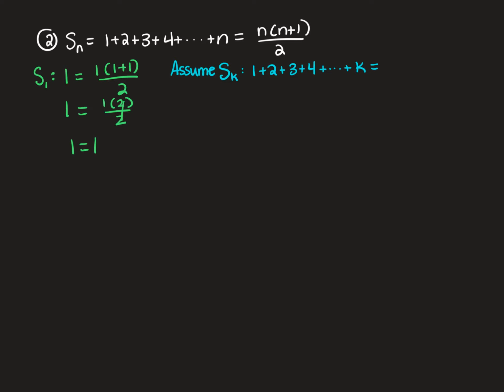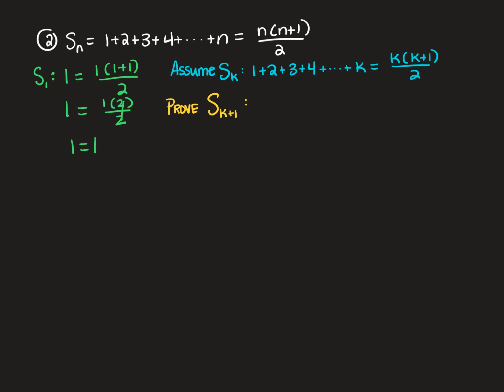And what we're assuming is that that sum is going to be found by doing k times k plus 1 over 2. And again, that's just coming from what we have written up here. So I assume that it works for the S sub k case, and then my last step is to prove that it will work for the S sub k plus 1 case. So prove S sub k plus 1.